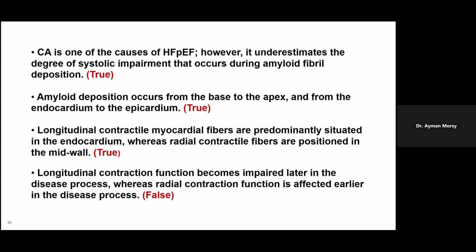This is my message for our echo colleagues. Most of the time, the longitudinal contractile function is impaired earlier than the radial contractile function. That's why I make it false. The reason is that longitudinal contractile myocardial fibers are predominantly situated in the endocardium, but the radial contractile fibers are positioned in the mid wall. This is a very important point for anyone who wants to diagnose by echo lab.